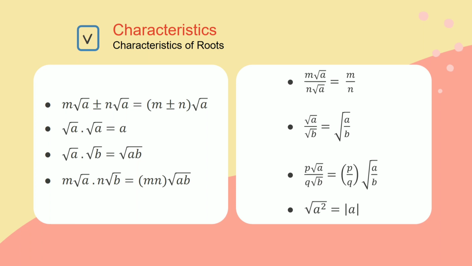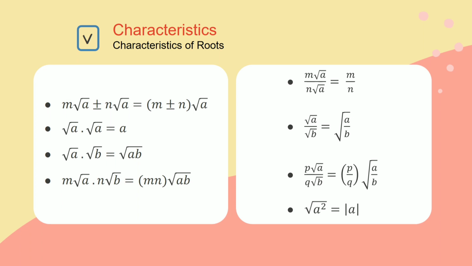And the second point is characteristics. And wow, we have 8 characteristics about roots. The first characteristic is m times the square root of a plus minus n times the square root of a is equal to m plus minus n in brackets times the square root of a. The second one, we have the square root of a times the square root of a is equal to a.